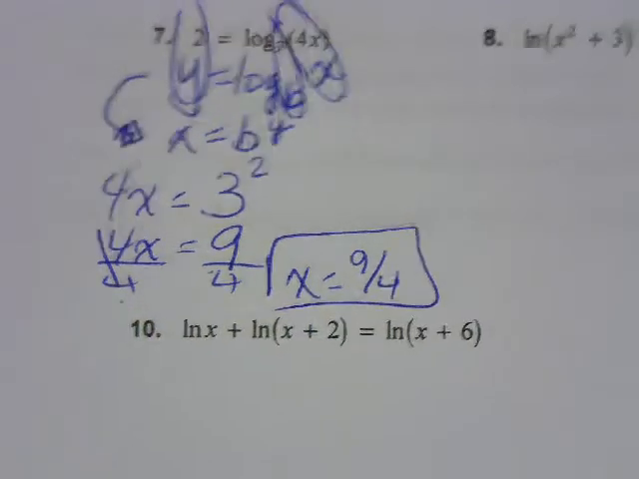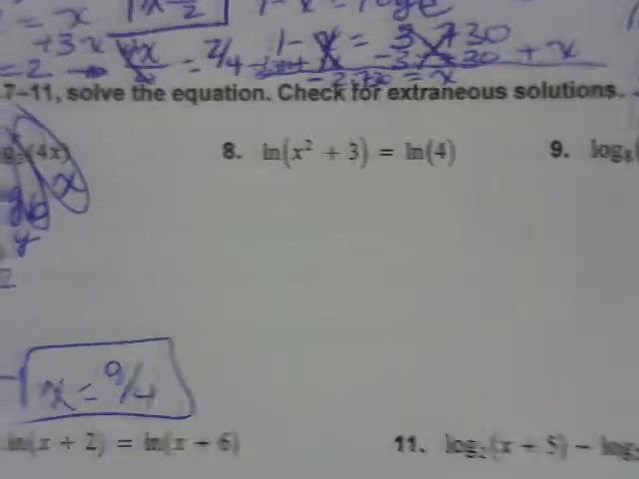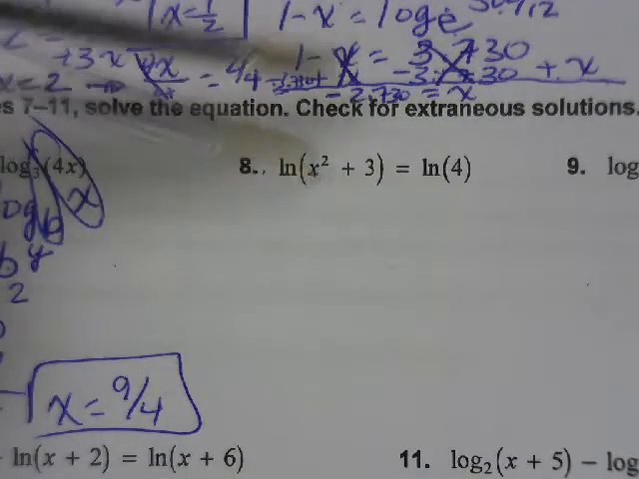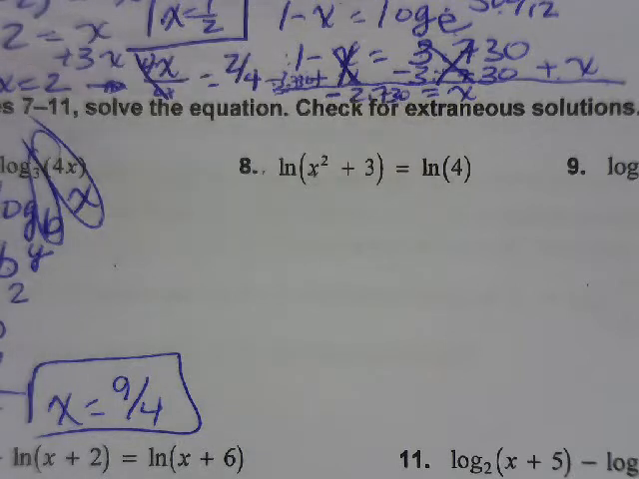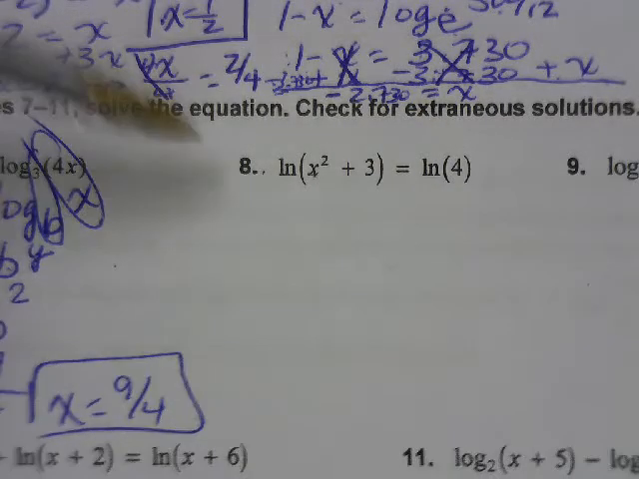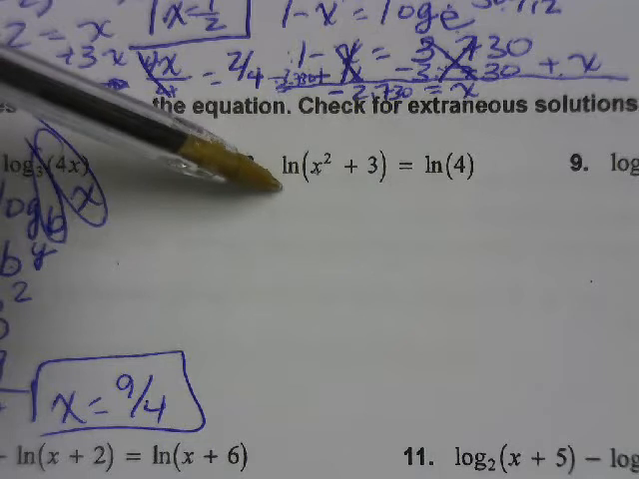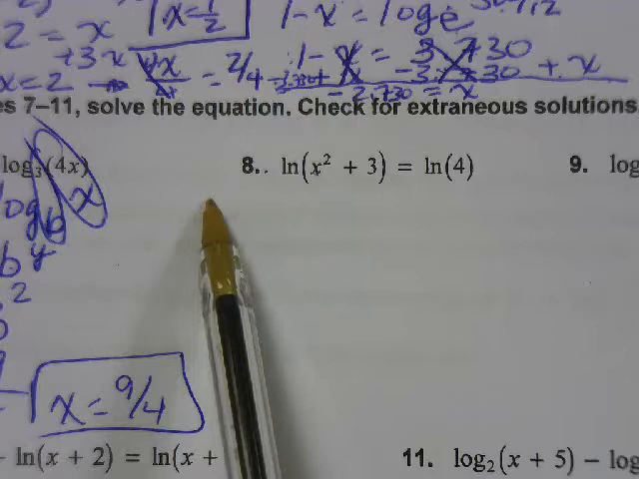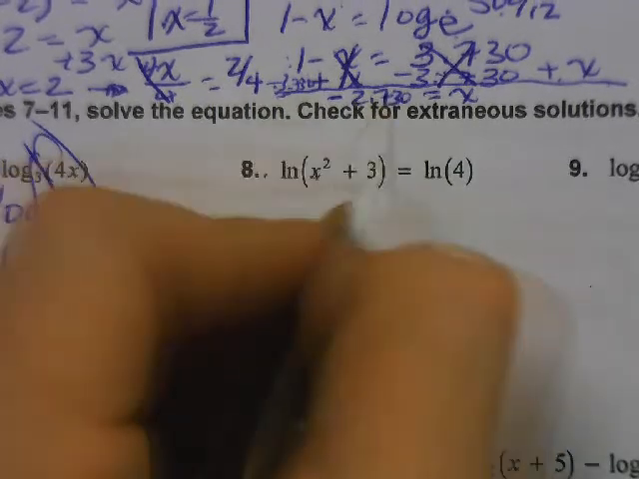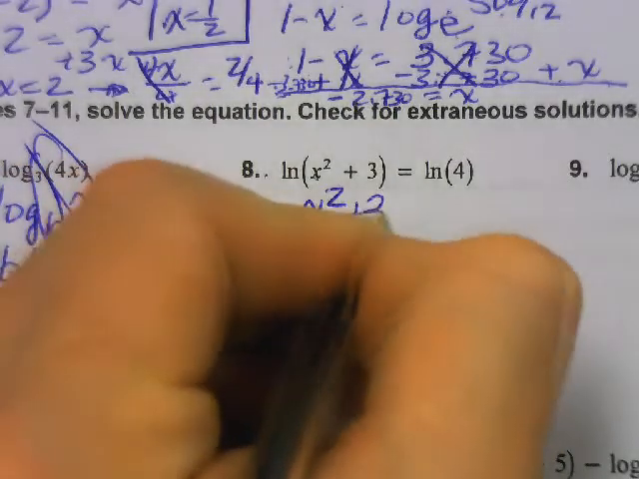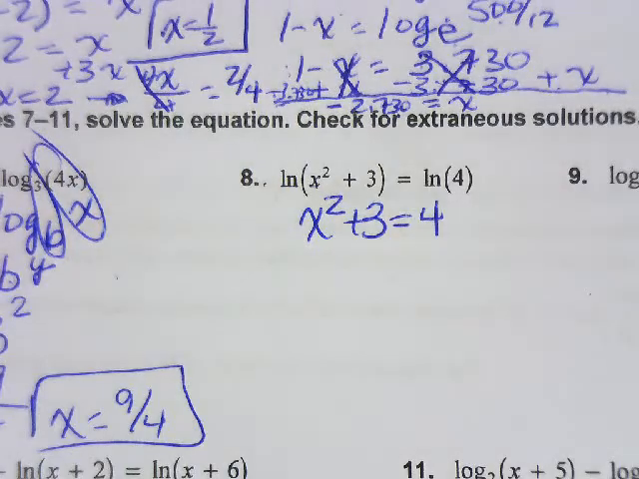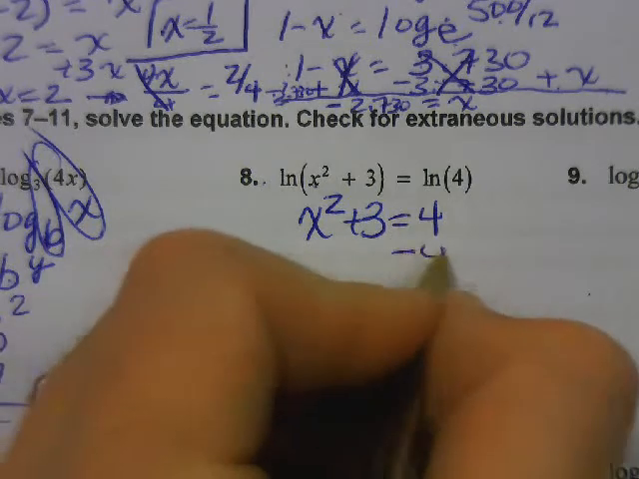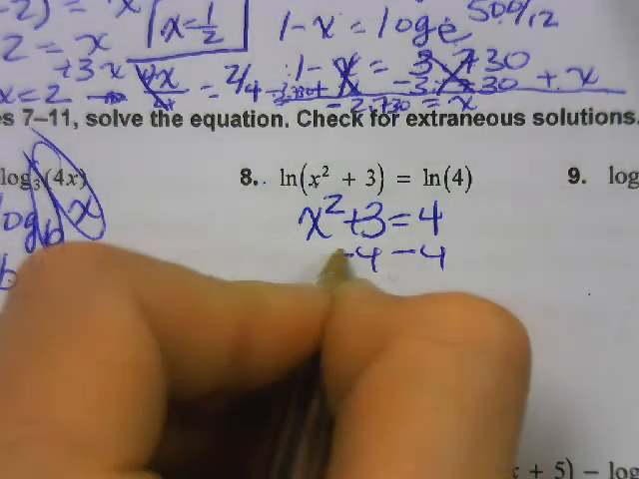Let's work on 8, 9, and 10. Okay. So we're going to take the natural log of x squared plus 3 and the natural log of 4. If I'm going to go ahead and take the logs of both sides, basically I can divide through by my logs. And that's going to give me x squared plus 3 equals 4. A little shortcut here. And we're going to subtract 4, or excuse me, add 3.